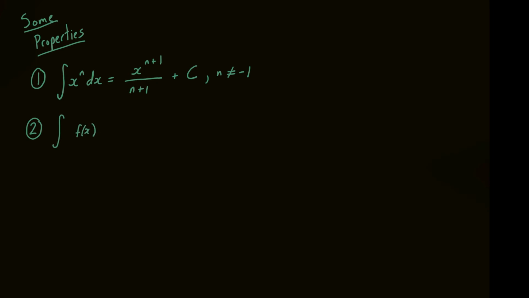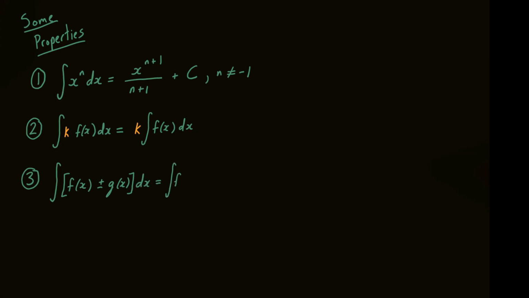Second rule, just like for derivatives, we can yank constants out of integrals, like so. The constant k on the inside becomes the constant k on the outside. Thirdly, again, just like for derivatives, we can break apart large integrals into smaller integrals so long as the main operations going on the inside are addition and or subtraction. We cannot do this if the main operations are multiplication and or division.